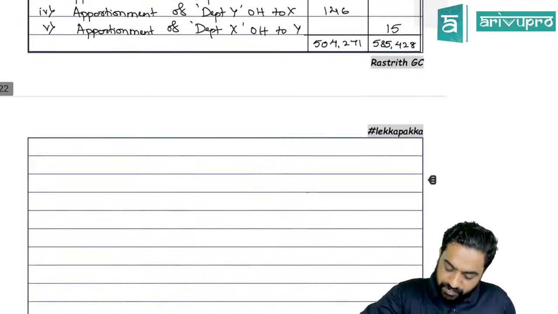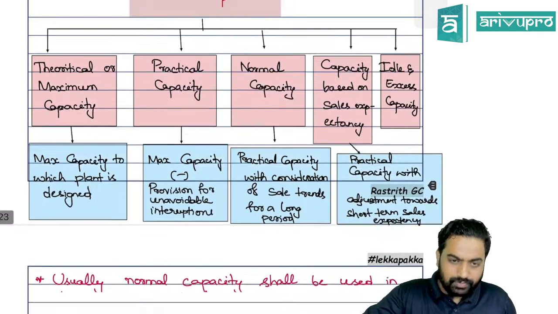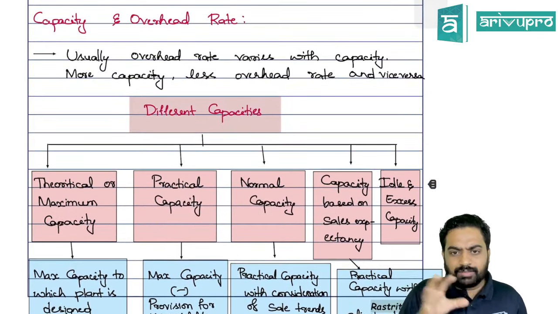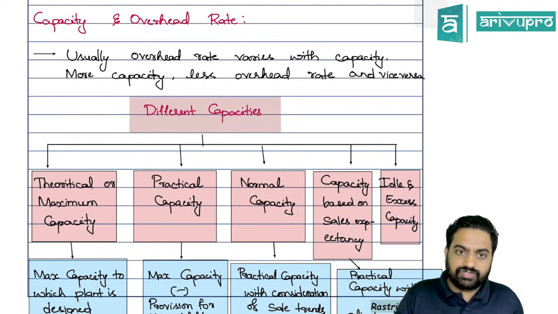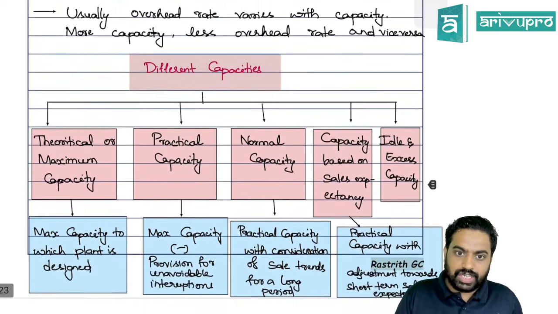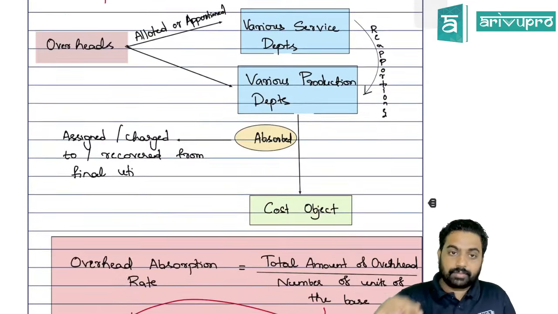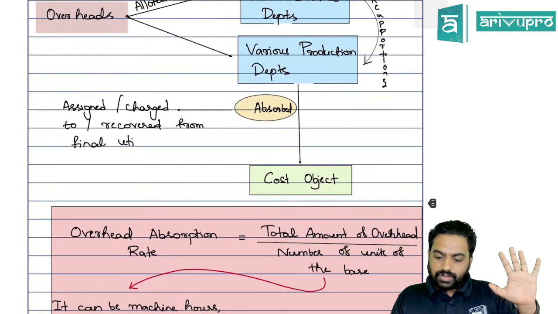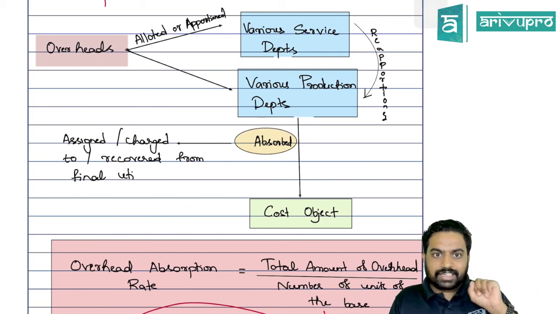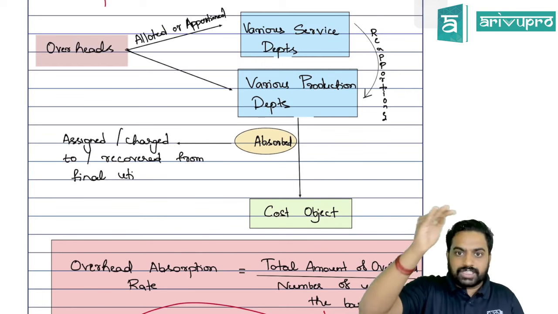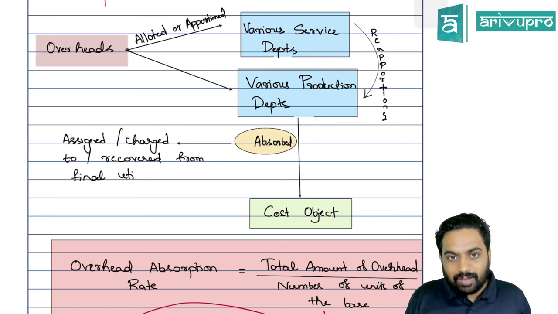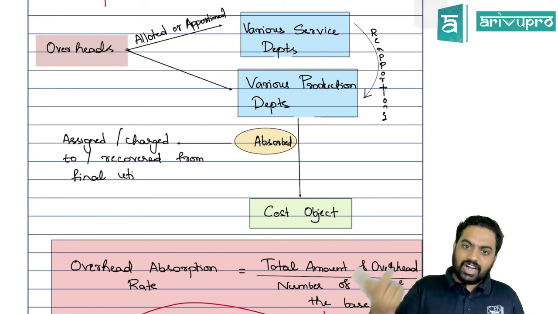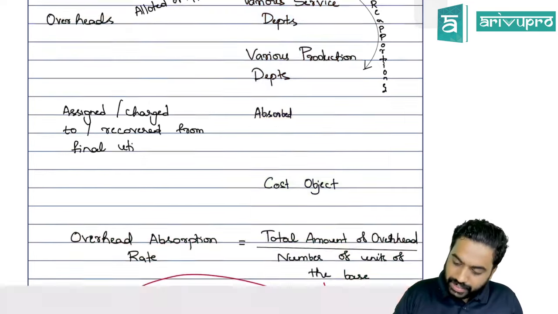So if you see here, there is information relating to capacity and overhead. Different capacities are there, which we are going to use for the overhead rate computation. We are going to use the normal capacity. So see here, overhead we allotted and apportioned to the various service departments and production departments. From the service departments we again reapportioned it. Now when we add the production department cost to the cost of the cost object, that process is called absorption. That is, assigning, charging or recovering from the cost object is called absorption.